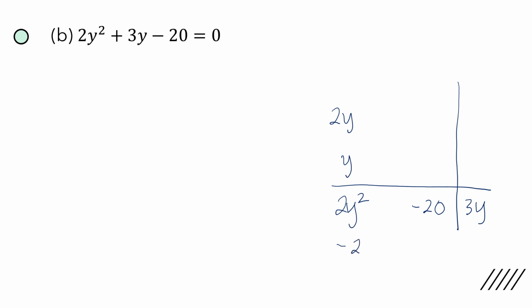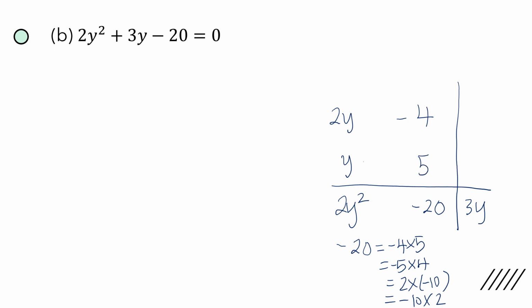Okay, so what are the factors of negative 20? You can have negative 4 times 5. You can have negative 5 times 4. You can have 1 times 20, but I think 1 times 20 is not helpful at all. You can have 2 times negative 10. You can have negative 10 times 2, so on and so forth, right? So we just have to try one of them. So maybe I'm just going to try negative 4 here and then 5 here and see what happens.